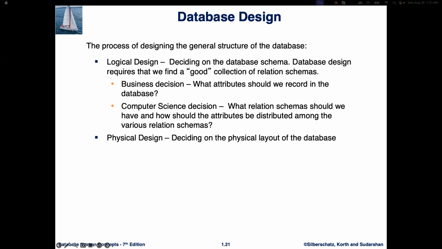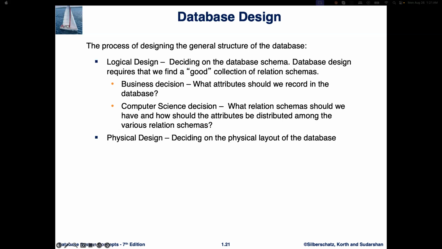The logical design phase involves deciding on the database schema, which defines how the data is logically organized and related. Key decisions include business decisions, which identify what attributes or data fields are important to record in the database. For example, in a customer database, we might decide to record attributes like customer name, customer address, and purchase history.